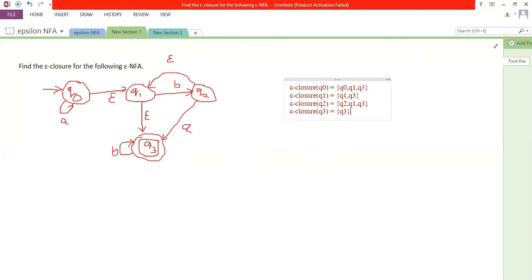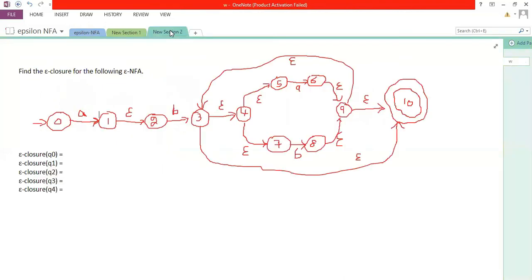Hope that's clear. So epsilon closure for Q0 is Q0, Q1, Q3 because you have a transition. We cannot write Q2 for Q0 because there is no transition from Q1 to Q2 with epsilon. But remember, for the state Q2, the epsilon closure would be Q2, Q1, Q3 because there is a transition back. Please do observe. Hope this is clear. Let's take one more example.